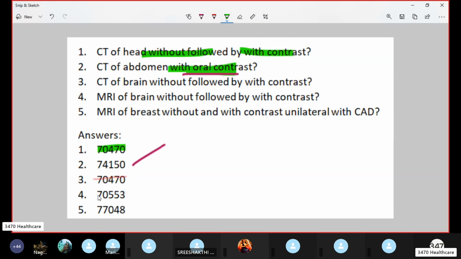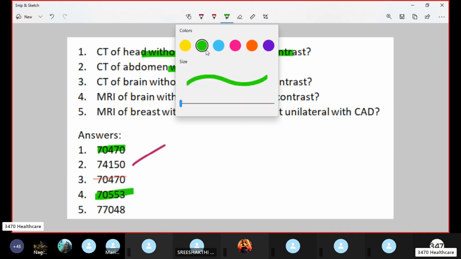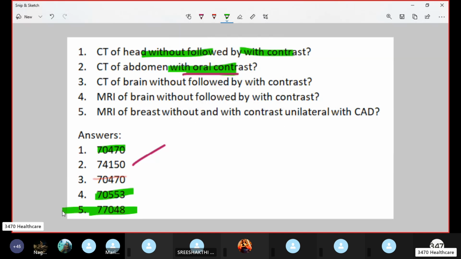Then CT of brain without followed by with contrast 70470. MRI of brain 70553. MRI of breast 77048. Okay. So any doubt in this?